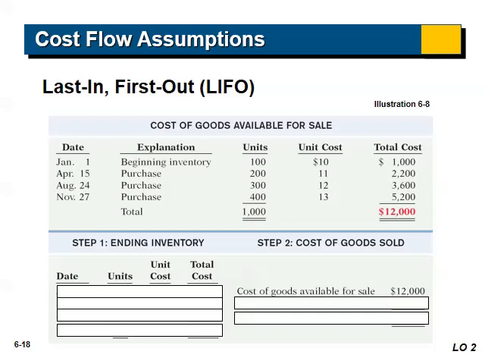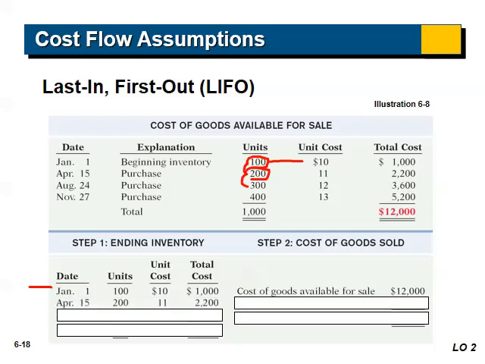In this case, last in, first out. So which ones are still left? The first ones. So we're going to start with the top ones. So for the ending inventory, now we need to go down until we get to 450. We're going to have all of these still on hand, which we're going to show down at the bottom here at 11.